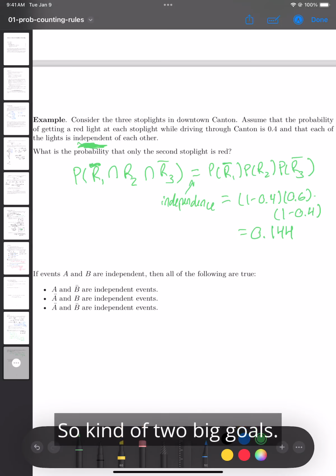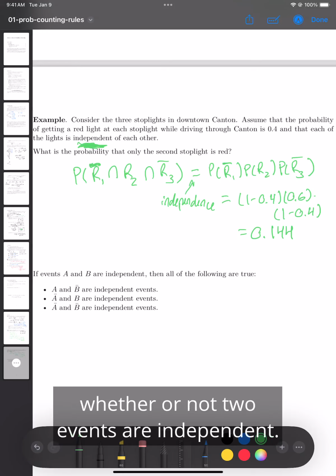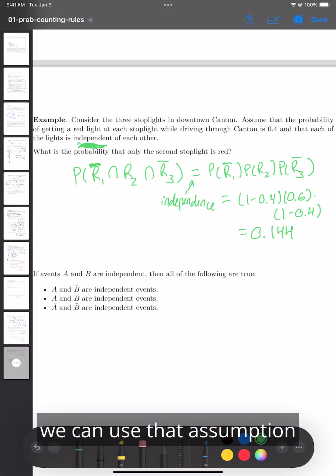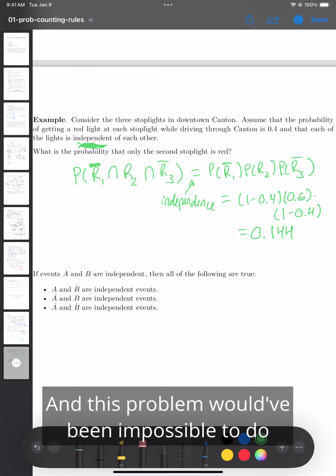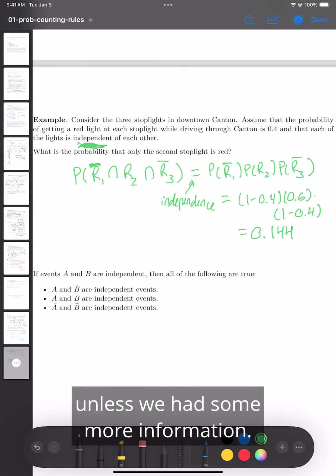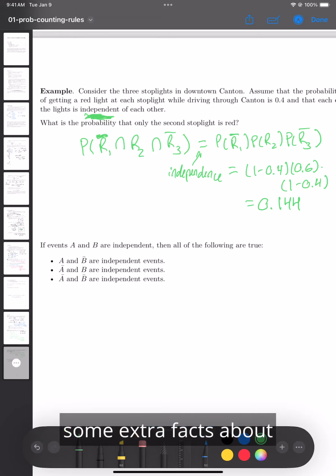So kind of two big goals. One is that we should be able to show whether or not two events are independent. And two, if we have independence, we can use that assumption to make a problem simpler. And this problem would have been impossible to do had we not made that assumption unless we had some more information.